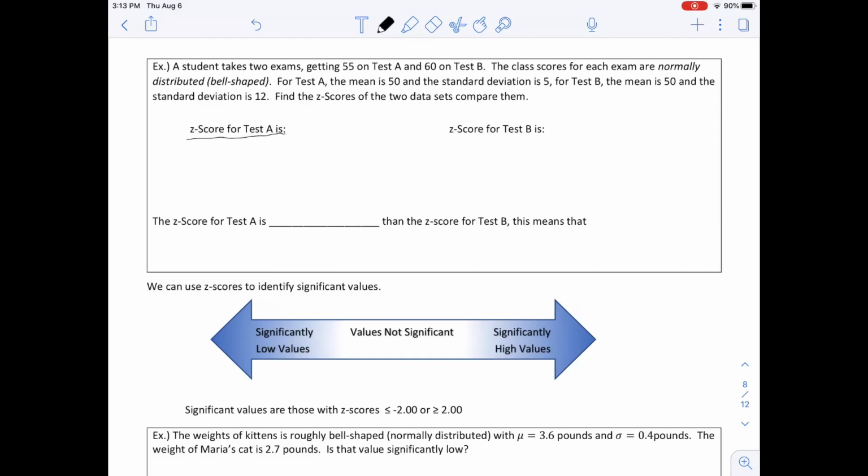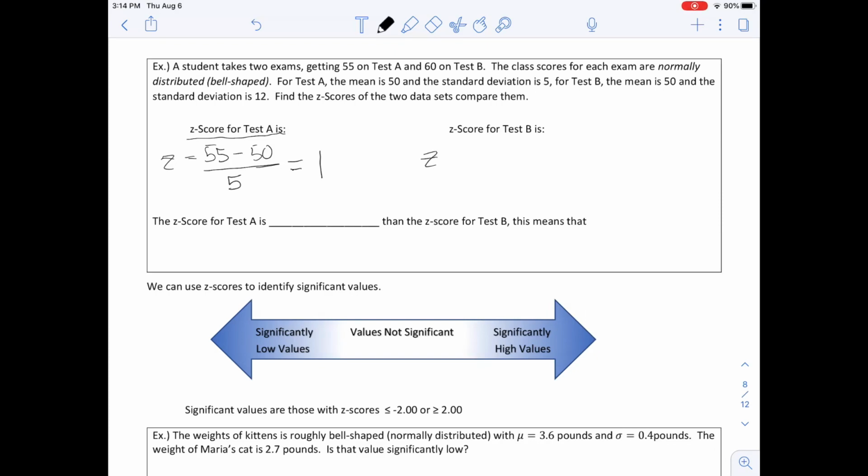So the first one does ask for the z-score of test A. To calculate the z-score of test A, we need to take the student's score, subtract the mean, and divide by the standard deviation for test A, and we'll do the same thing for test B. So the score that the student received on test A was a 55, minus the mean that they had for that exam, 50, divided by the standard deviation for test A, which was 5. Subtracting, 55 minus 50 is 5, and then 5 divided by 5 is 1.